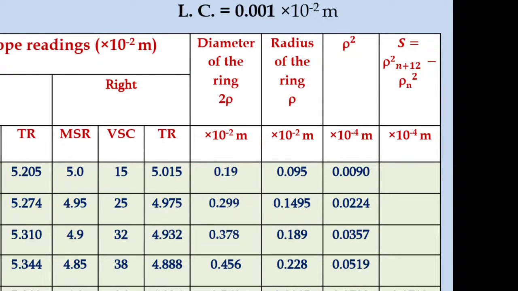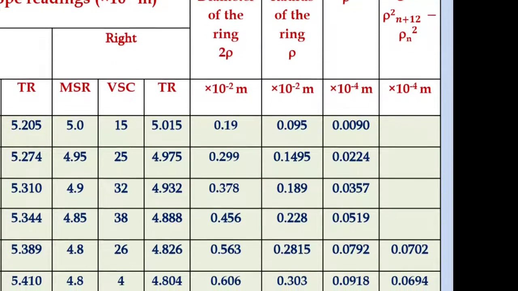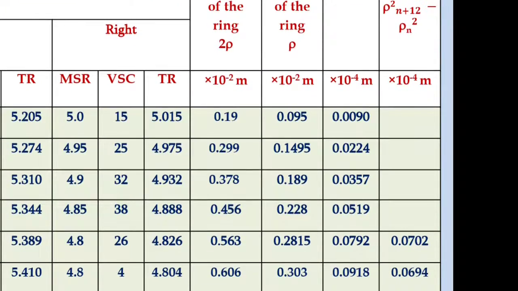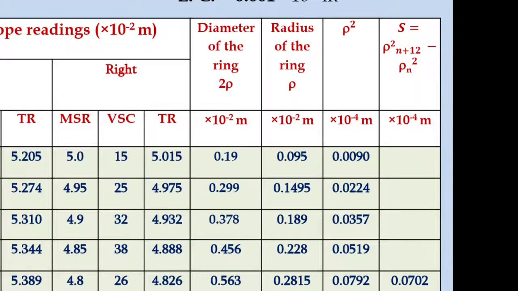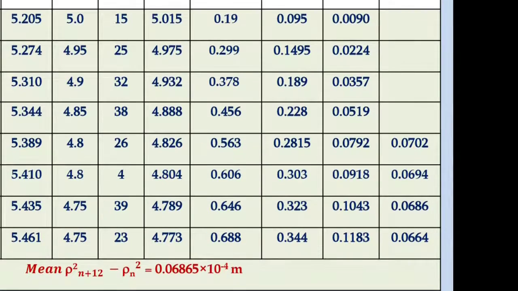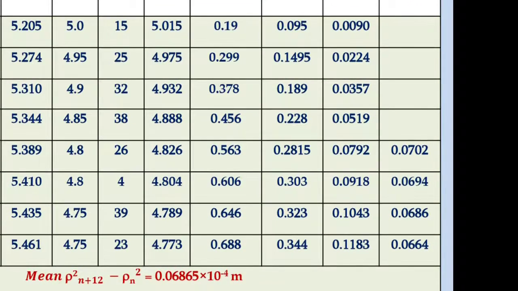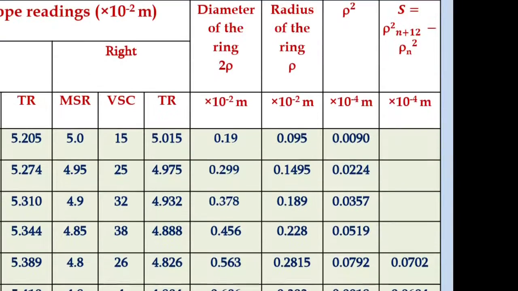Then let us square this radius. For the nth ring, the radius is 0.095. When we square it, we get 0.0090. For the n plus third reading, it is 0.1495. Square it, you get 0.0224. So you square the radius till n plus 21, which gives 0.11834 for n plus 21.